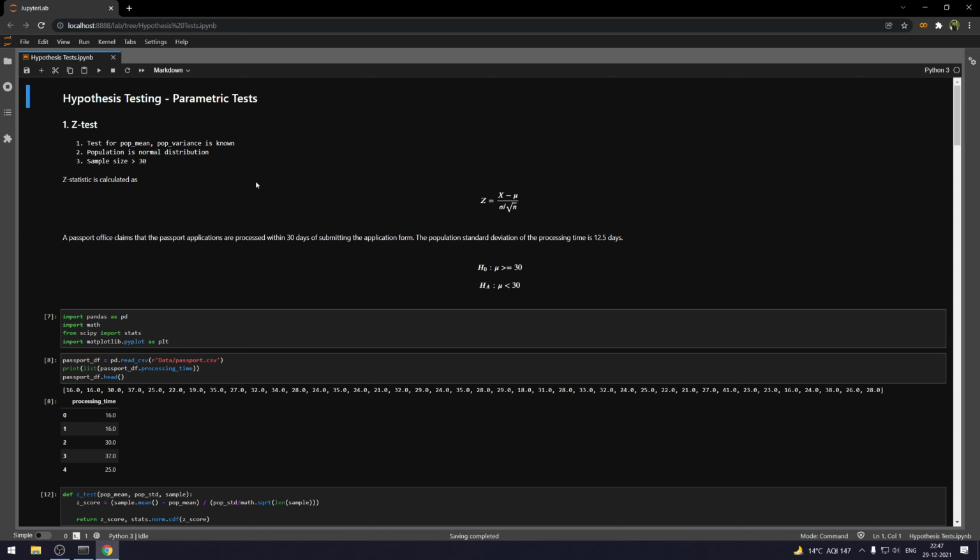So hypothesis tests are basically categorized into two types. One is parametric, where we test for the population mean or variance or the standard deviation, and the other ones are the non-parametric tests, which we use to check for the type of distribution, etc.